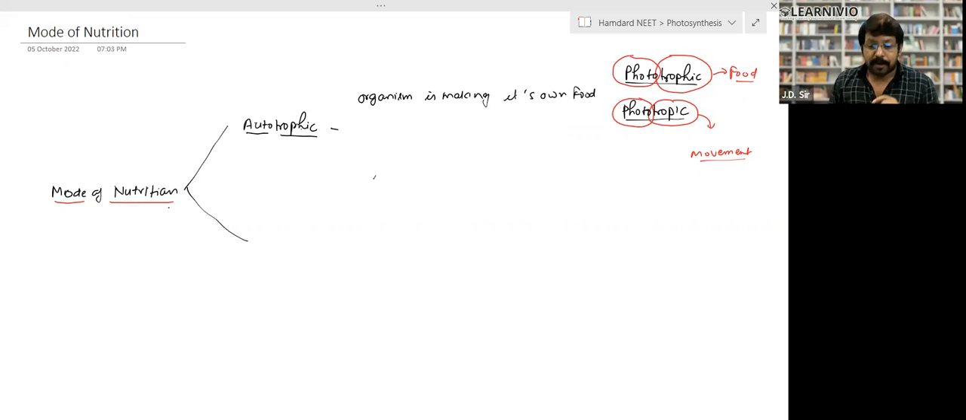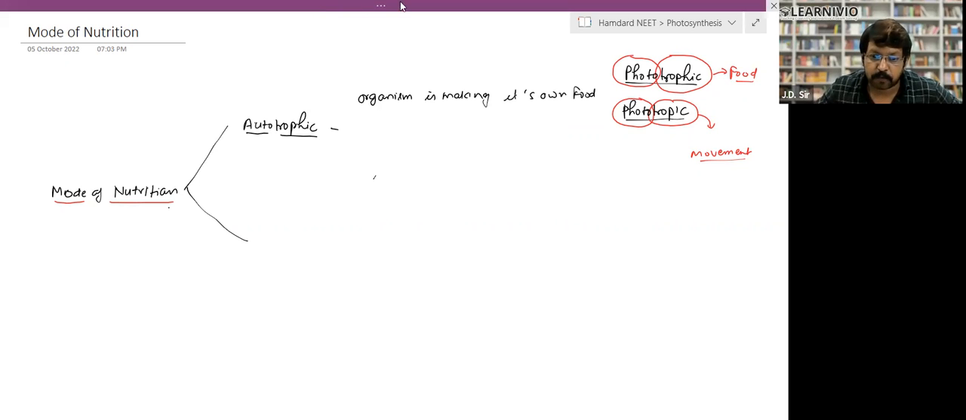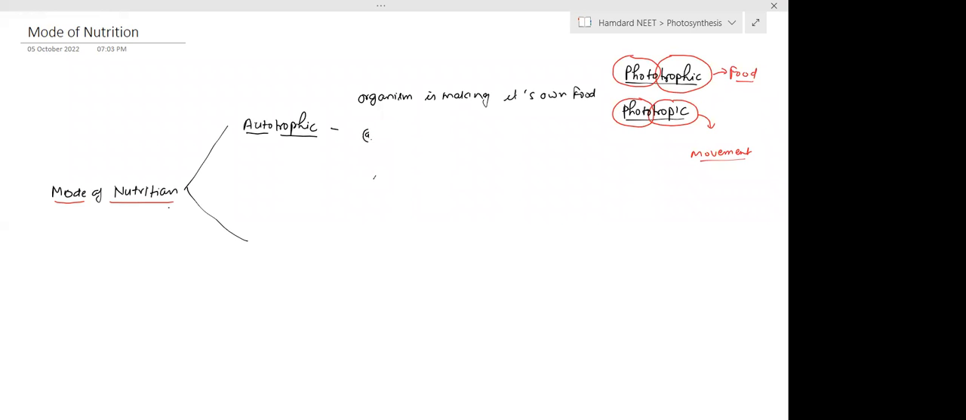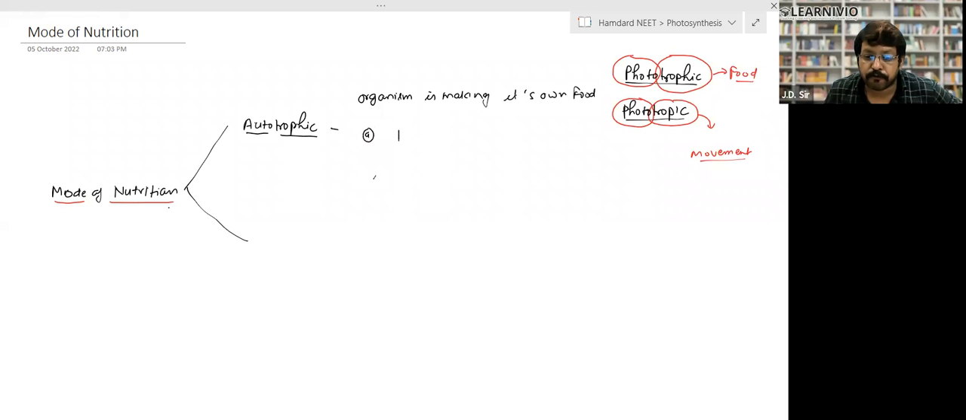Okay. Now the autotrophic organism can be of two types. Afafa, you have to tell me when I am not properly audible to you, right? Yeah, I will. First of them are phototrophic.